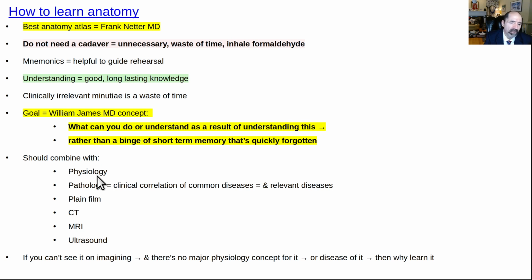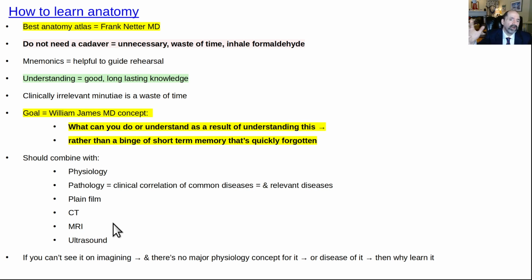What's the purpose of the organ system you're learning about? Combine it with the pathology, a couple of the common diseases. Also, some diseases, they're not common, but they're just relevant to express an anatomical point. It's good to look at plain films, CTs, same thing as a CAT scan, computed tomography, MRI, ultrasound when possible, just because those can highlight what really matters.